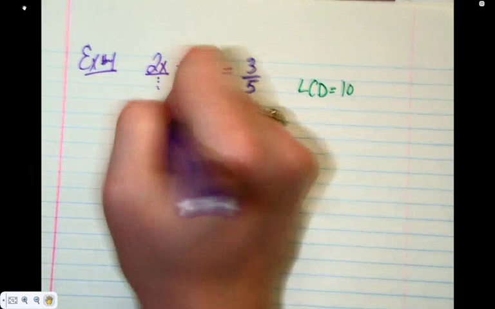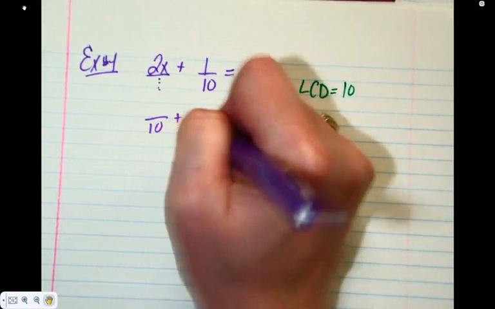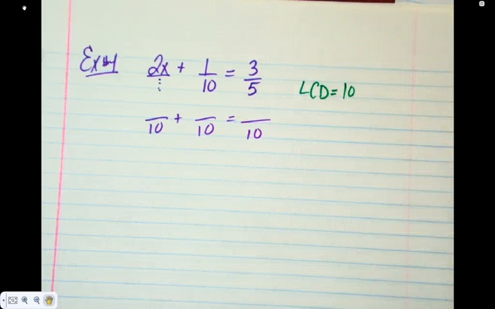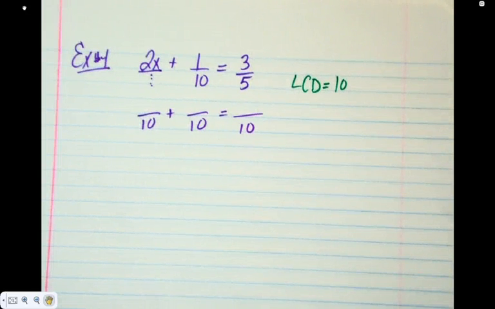Okay, so I'm going to put the first fraction over 10, second fraction over 10, last fraction on the right over 10. This is why we did Unit 1, which was all about fractions, was to be able to solve equations. Can you guess why we did Unit 3? To be able to solve equations.